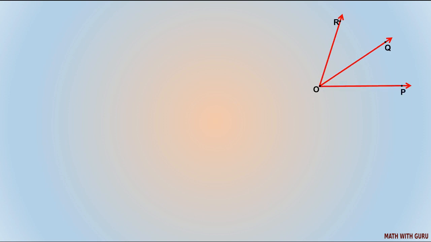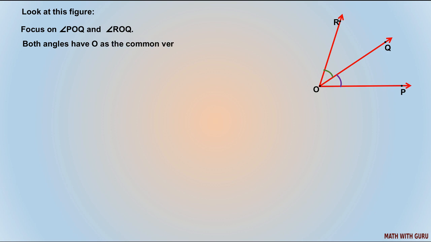Look at the given figure. Focus on angle POQ and angle ROQ. These are the angles. I am highlighting them. Both angles have O as the common vertex. Let us list out their arms.